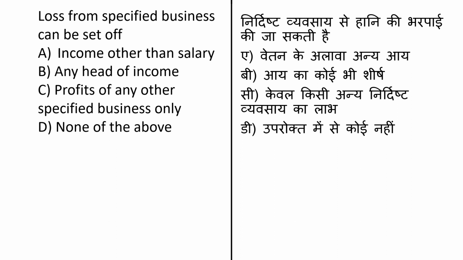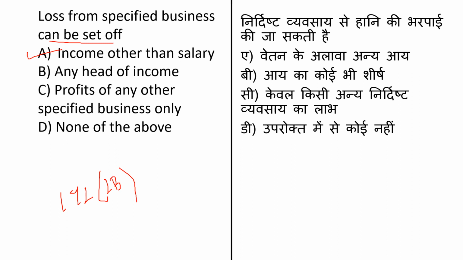Loss from the specific business can be set off. For this, the first option is income other than the salary. Section 192 clause 2B of the Income Tax Act allows an employee to furnish the particulars of income under any head other than the salary for the same financial year and any tax deducted at source thereon.